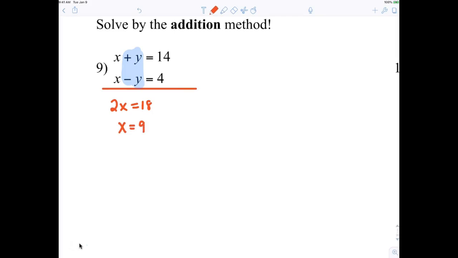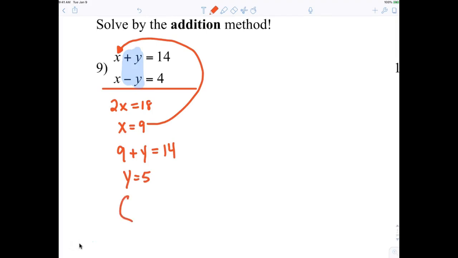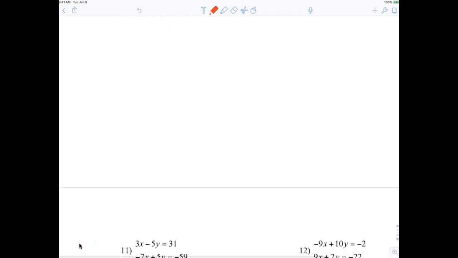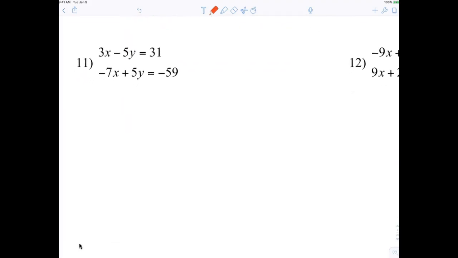So if x equals 9, that means I plug 9 in wherever I see the x. So 9 plus y equals 14. So y equals what? Y equals 5. So my answer is 9 comma 5. Of course it would be wrong if I wrote 5 comma 9, because that means the x is 5 and the y is 9. Alphabetical order.